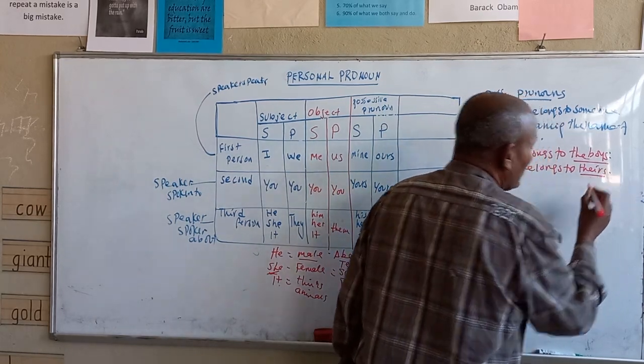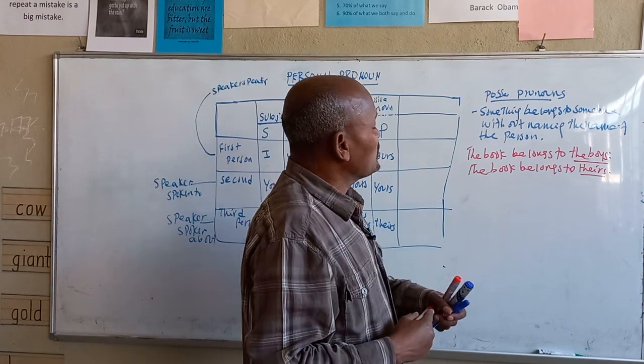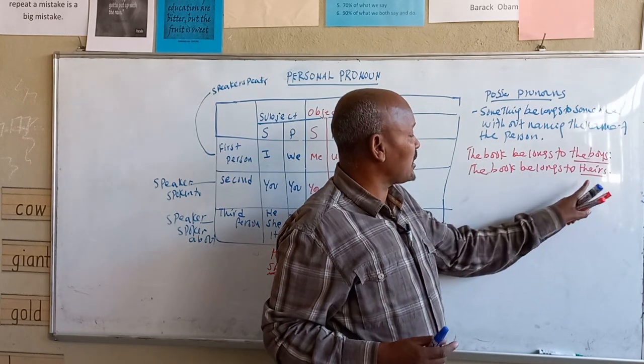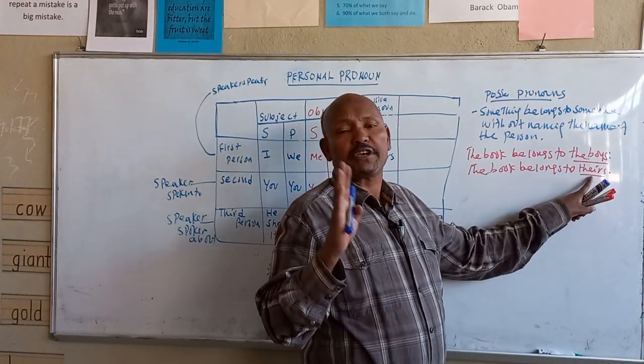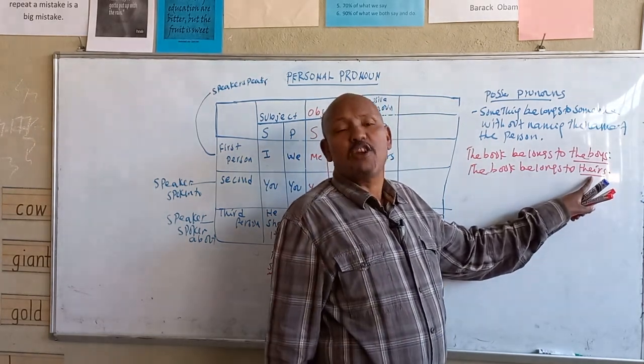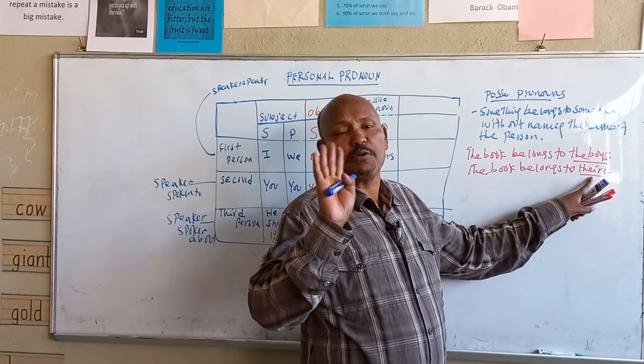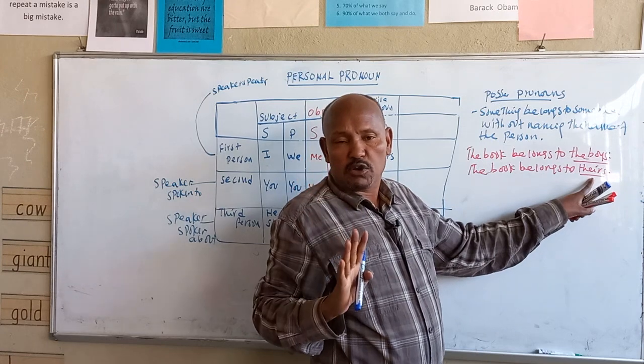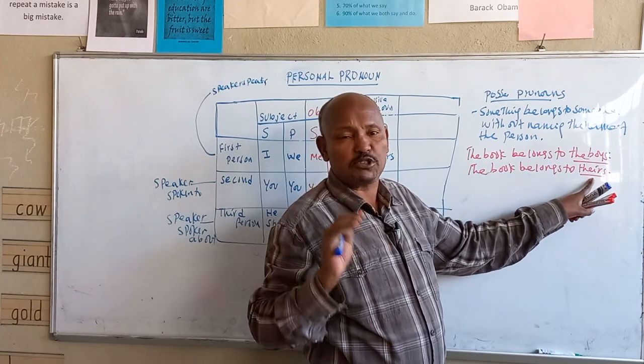So the difference is, look here. Whose book is it in the case of the second sentence? The book is yours. Do you know the person? No, we don't know the person, but the book belongs to theirs. So look at the definition here: something belongs to someone without naming the name of the person.